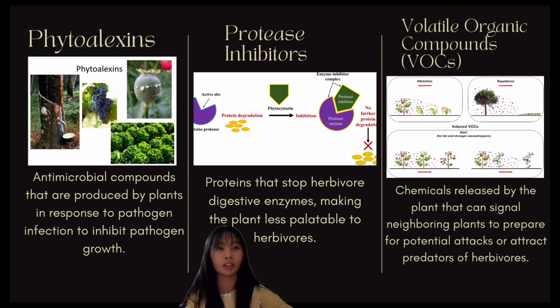When a plant is under attack by herbivores, it releases specific VOCs that act as an alarm signal to nearby plants. These signals trigger the neighboring plants to activate their own defenses, such as producing more protease inhibitors, phytoalexins, or toxins. Attracting predators: plants can also release VOCs that attract predators. This is a form of indirect defense, where the plant relies on other organisms to protect it.